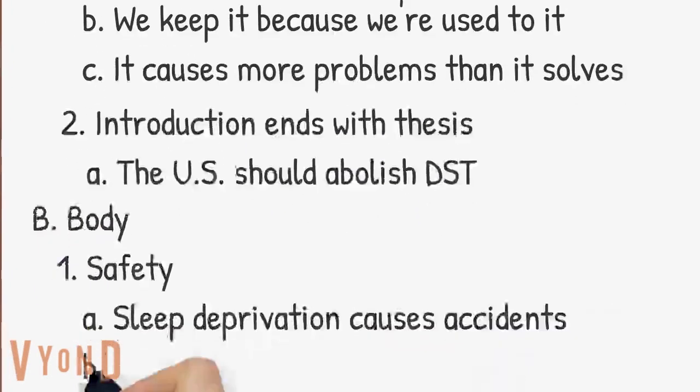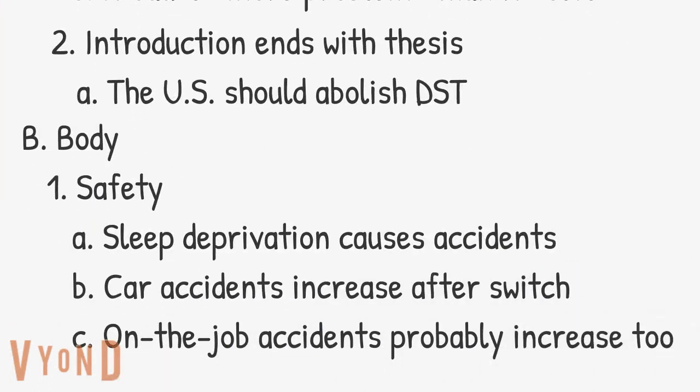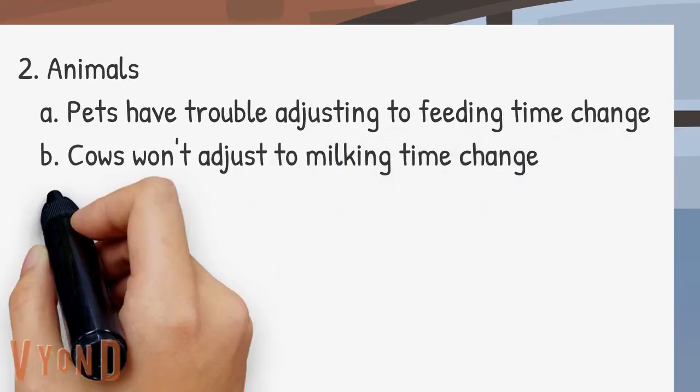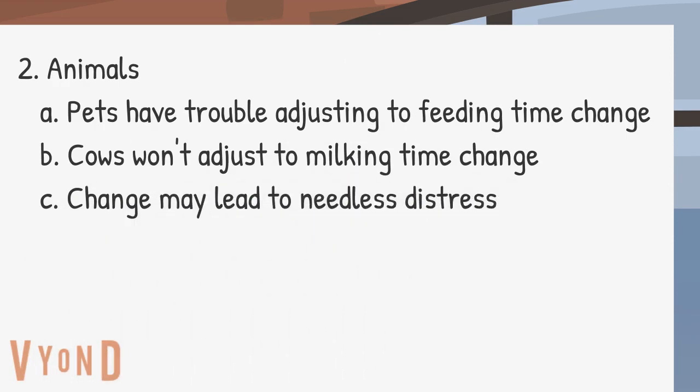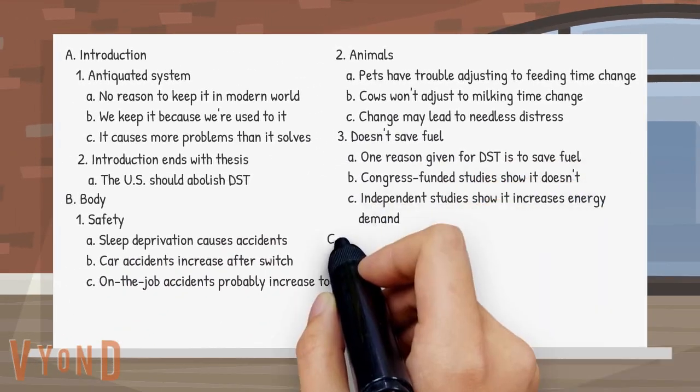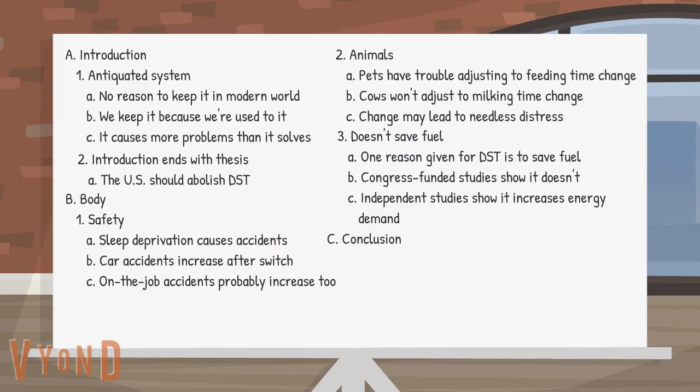B. Body. 1. Safety. A. Sleep deprivation causes accidents. B. Car accidents increase after switch. C. On-the-job accidents probably increase too. 2. Animals. A. Pets have trouble adjusting to feeding time change. B. Cows won't adjust to milking time change. C. Change may lead to needless distress. 3. Doesn't save fuel. A. One reason given for DST is to save fuel. B. Congress-funded studies show it doesn't. C. Independent studies show it increases energy demand.